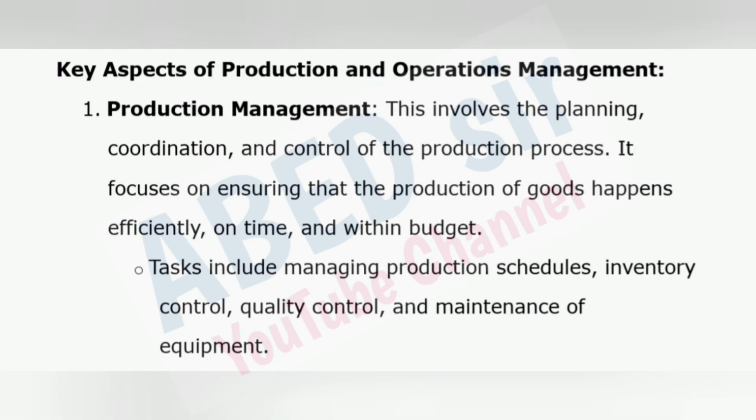Key aspects of production and operations management. 1. Production management. This involves the planning, coordination, and control of the production process. It focuses on ensuring that the production of goods happens efficiently, on time, and within budget. Tasks include managing production schedules, inventory control, quality control, and maintenance of equipment.